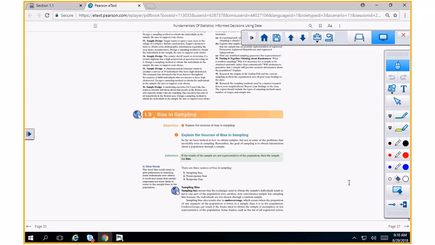Write it down. Bias is when you are leaning toward one side because of your own personal beliefs. Now I'm going to tell you a story, and it's about politics, but it's hard to talk about statistics and not talk about politics. Why? Because politics is poll driven.